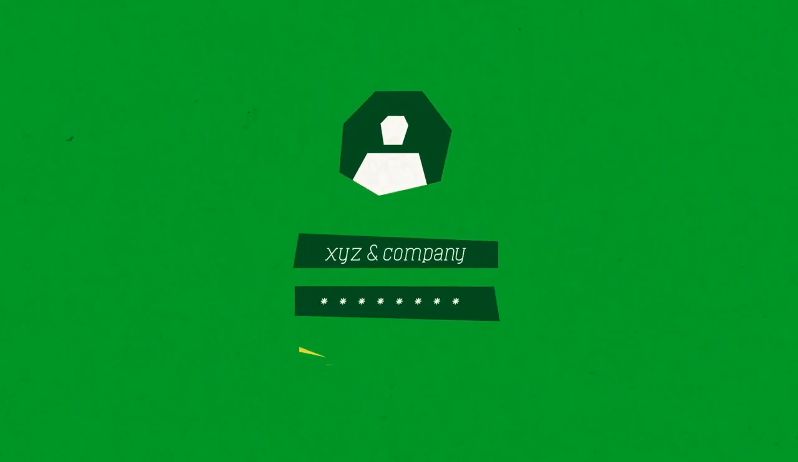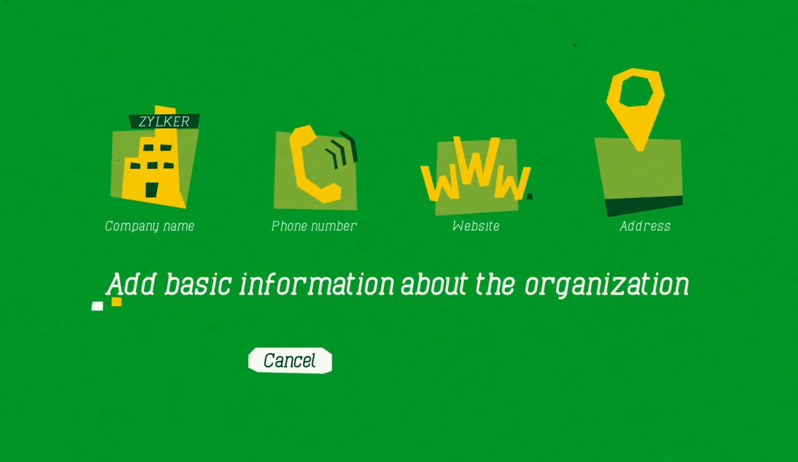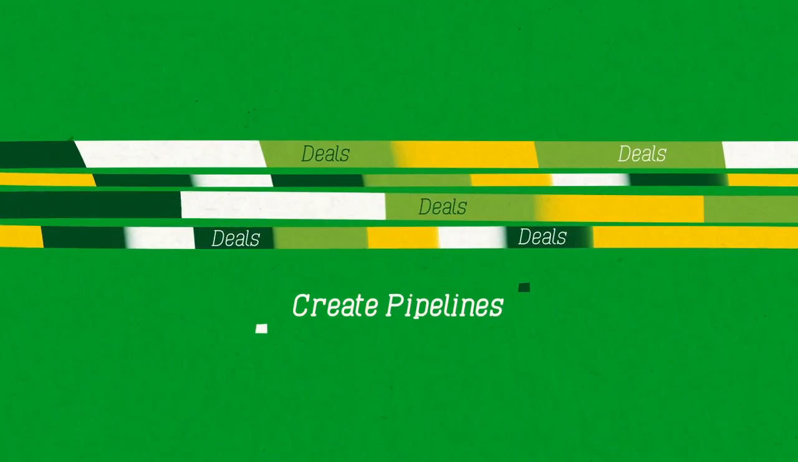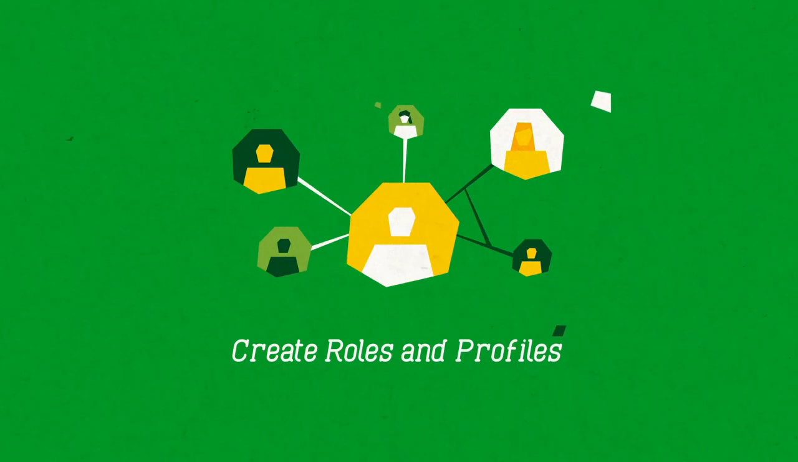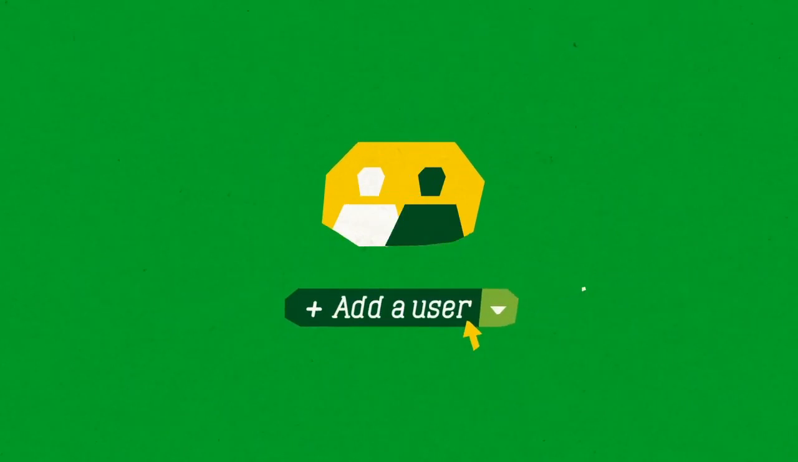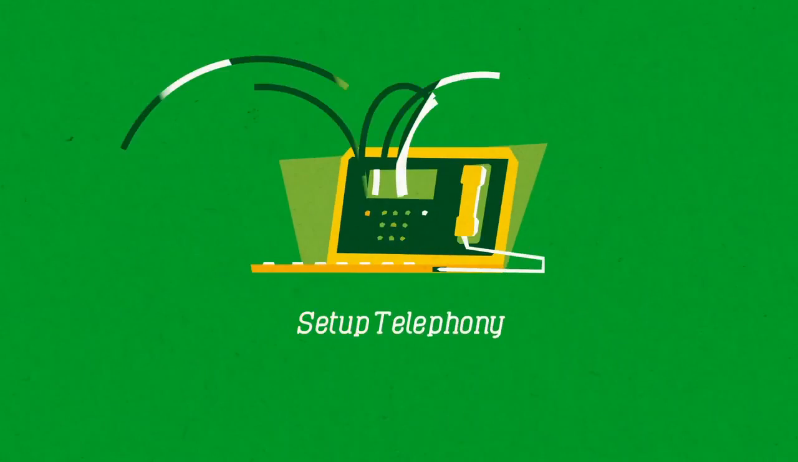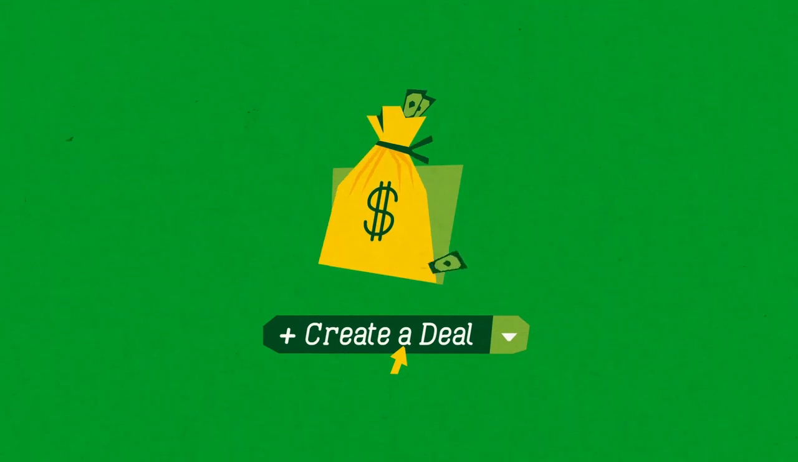In this video, we will help you set up your Bigin account in under 30 minutes. Here's what we're going to do. Add basic information about the organization. Create pipelines. Add custom fields. Create roles and profiles. Add a user. Integrate email. Set up telephony. Import data. And create our first deal.